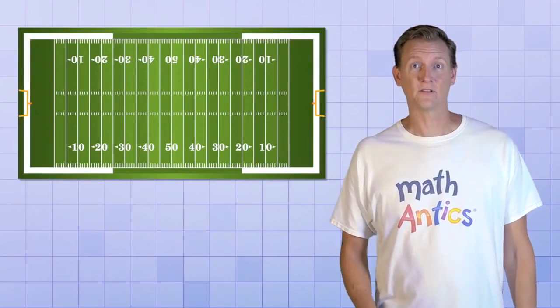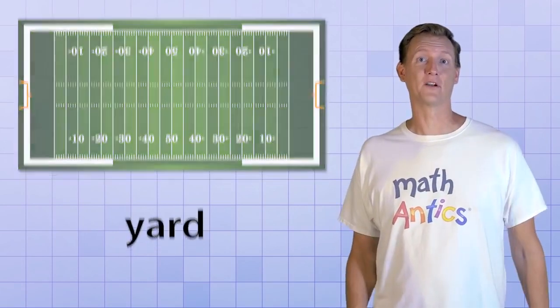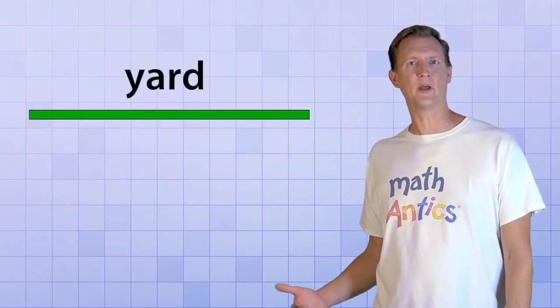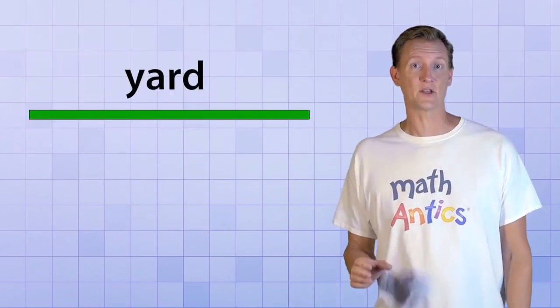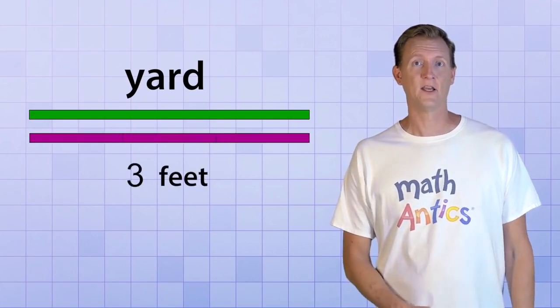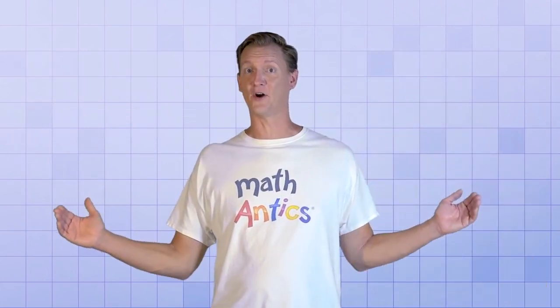All right. But what if you want to measure something much bigger than a foot, like an athletic field? Well, that's what a yard is for. A yard is an English unit of measurement that's exactly the same as 3 feet placed end to end. So a yard is about this long.